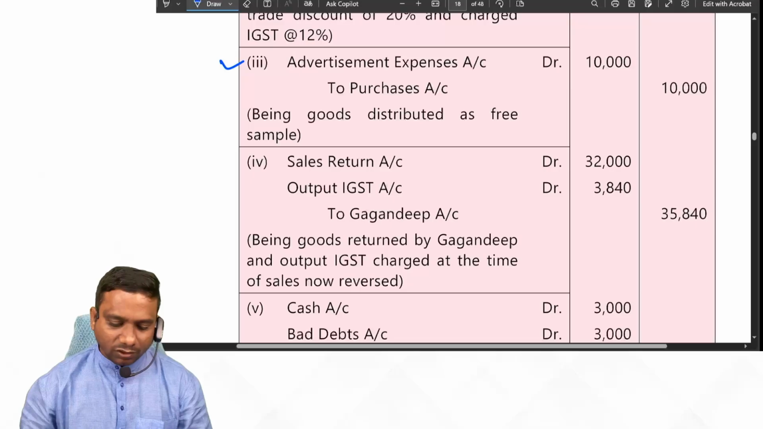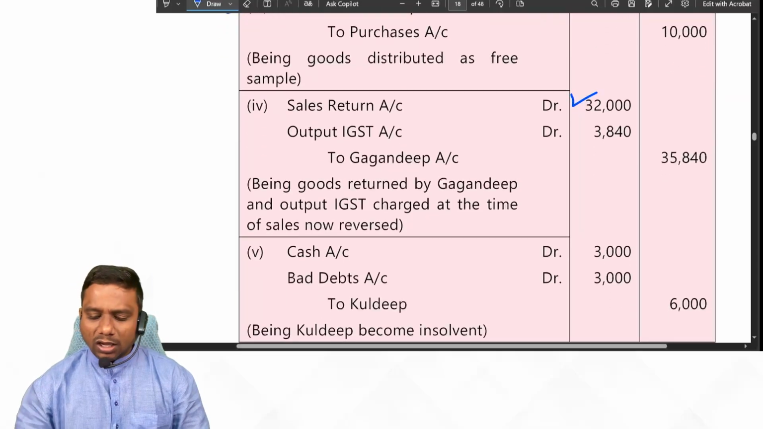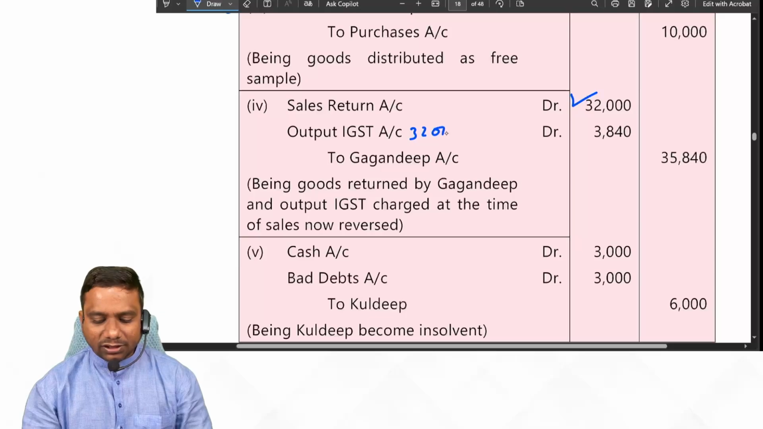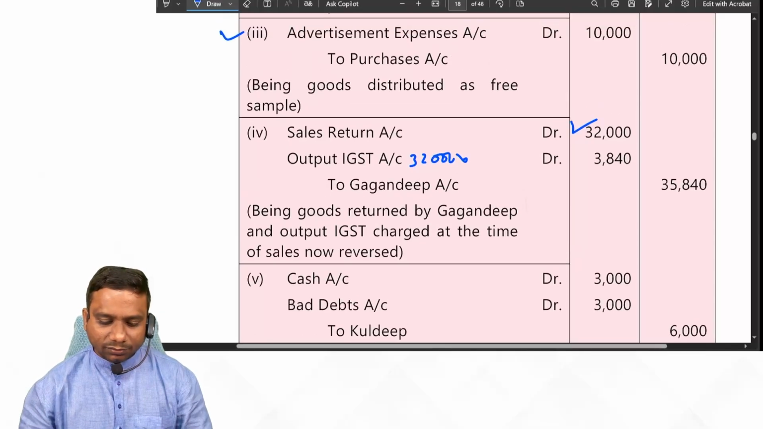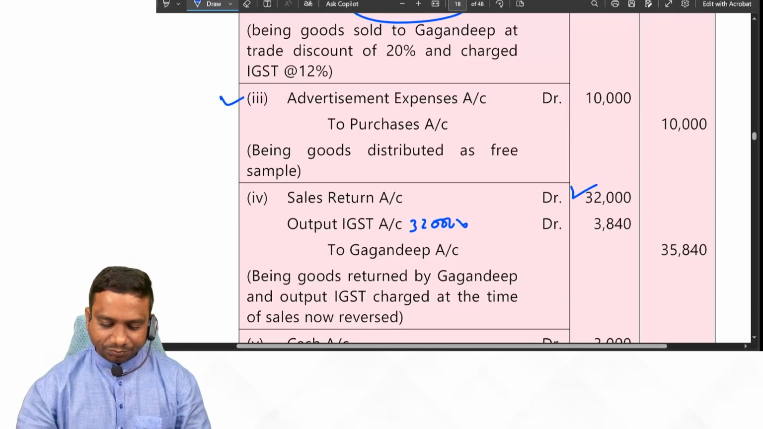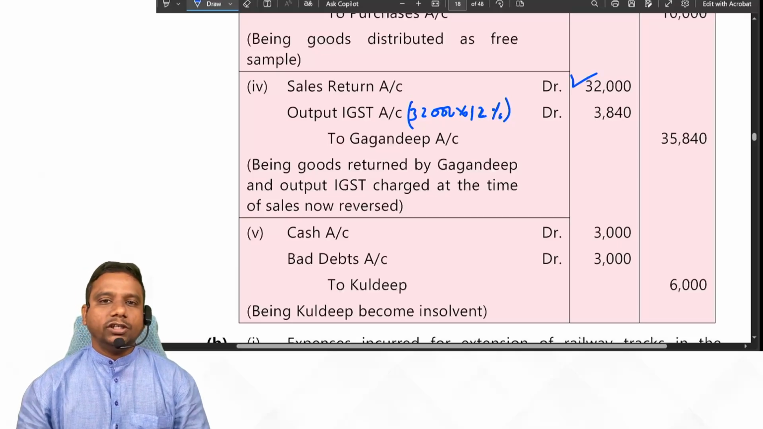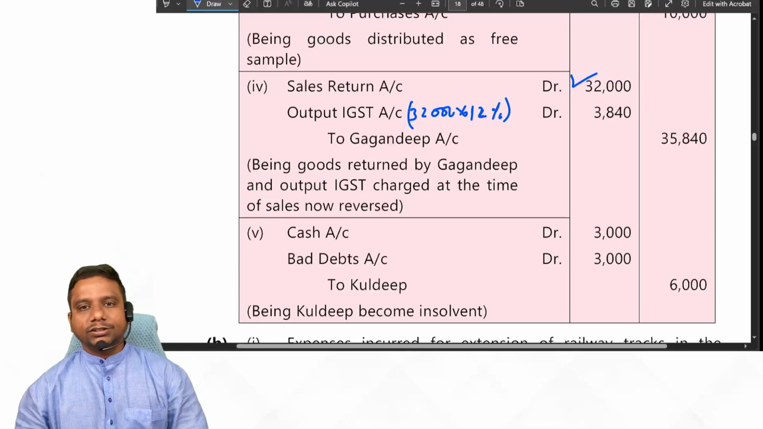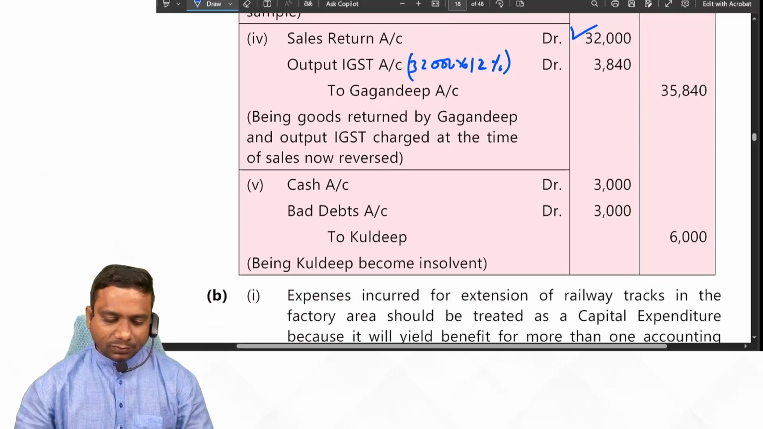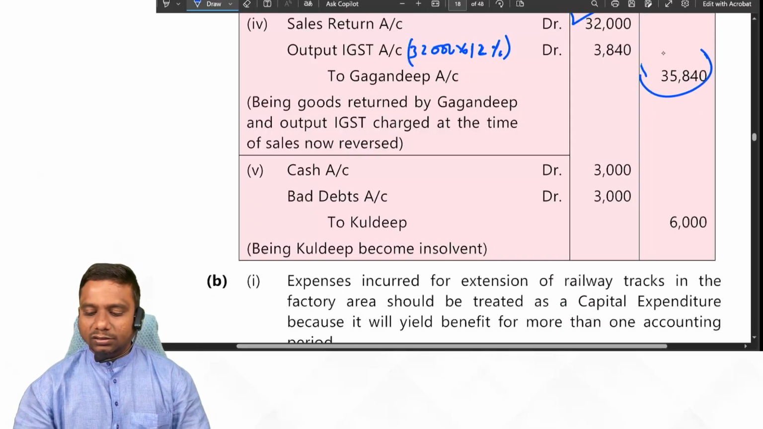So, look at how we record the entry. Sales returns account debit 32,000, output IGST 32,000, earlier we charged 12%, 3,840 rupees. Yes or no, students? Yes. To Gagandeep account, total 35,840.